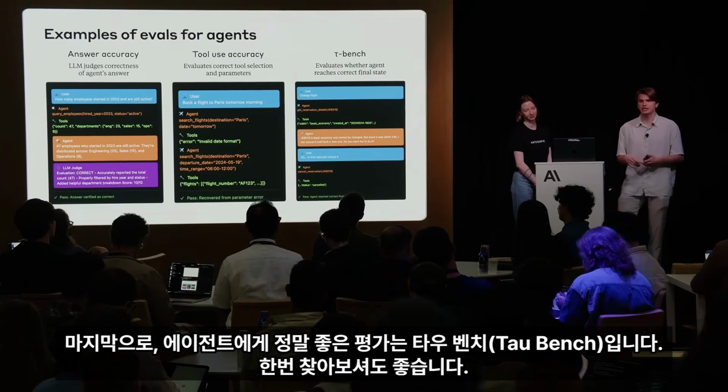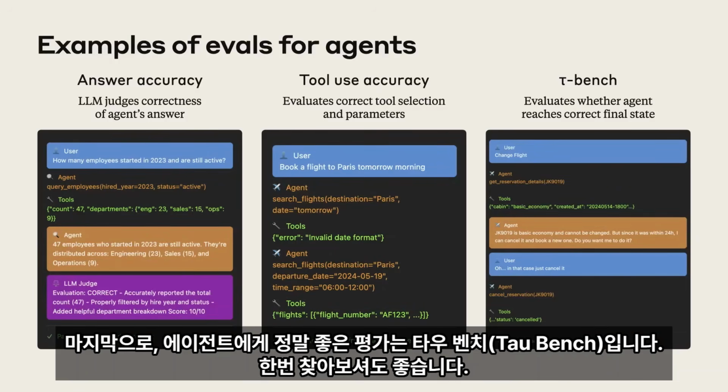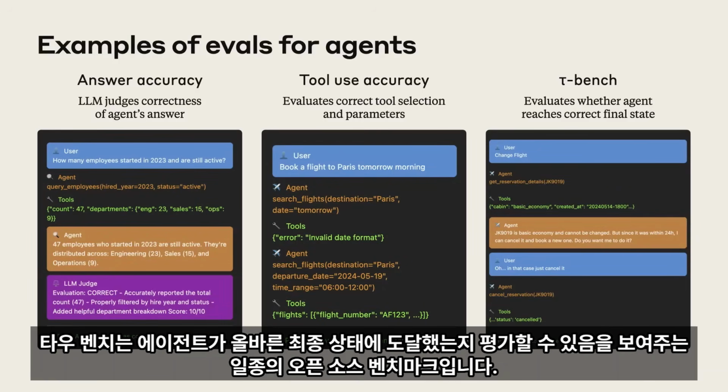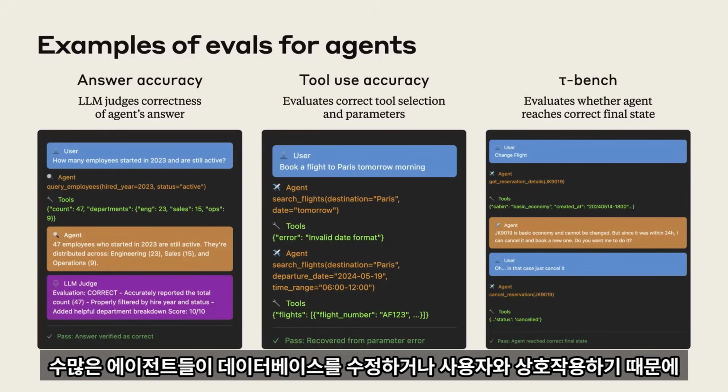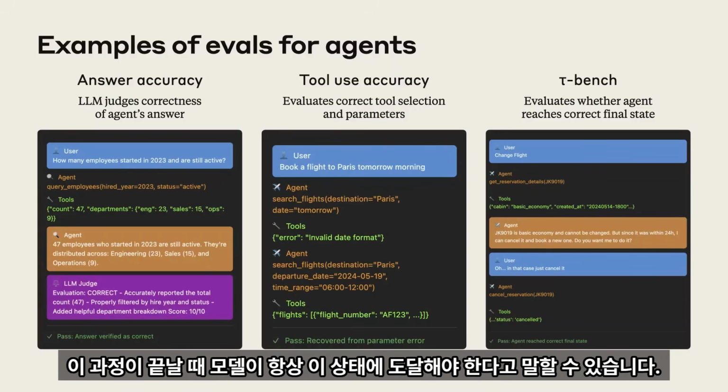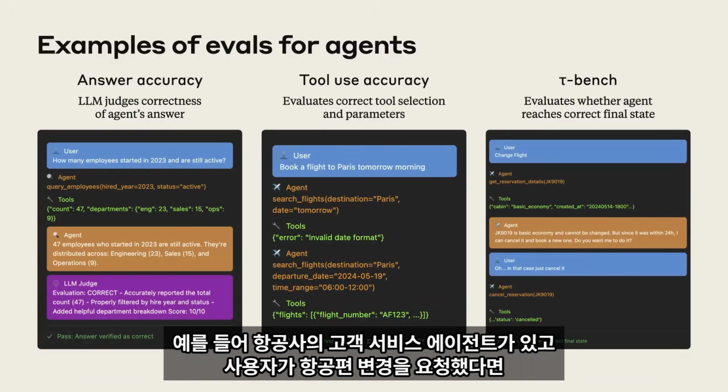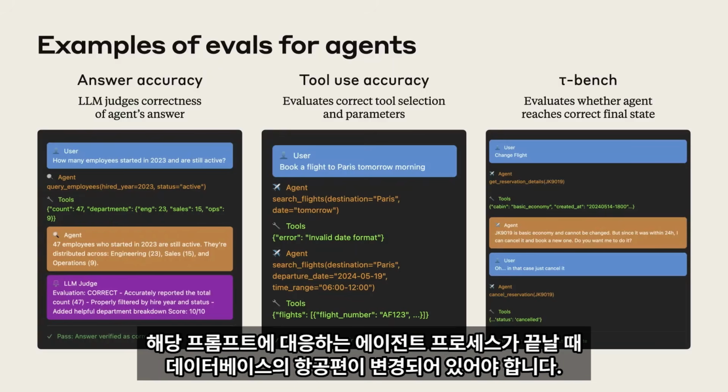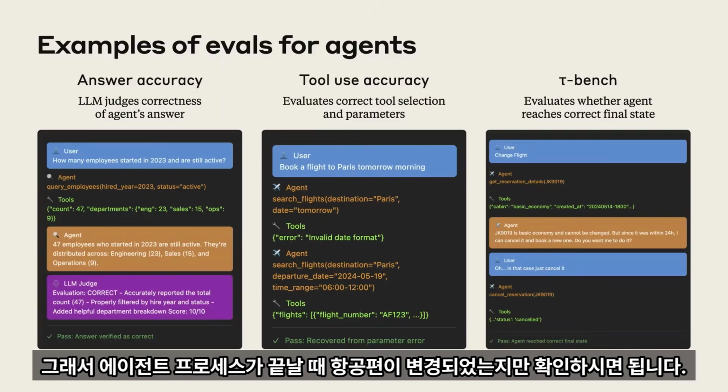Finally, a really good eval for agents is TauBench. You can look this up. TauBench is an open source benchmark that shows that you can evaluate whether agents reach the correct final state. A lot of agents are modifying a database or interacting with a user in a way where you can say the model should always get to this state at the end of the process. For example, if your agent is a customer service agent for airlines and the user asks to change their flight, at the end of the agentic process in response to that prompt, it should have changed the flight in the database. And so you can just check at the end of the agentic process, was the flight changed?